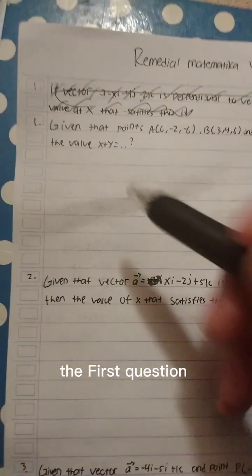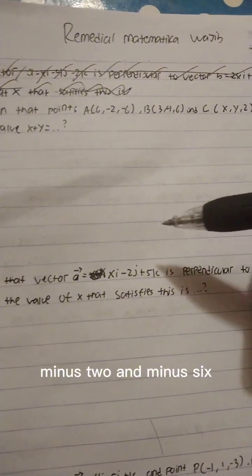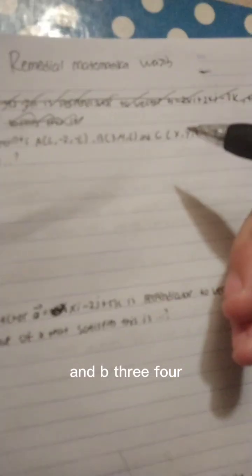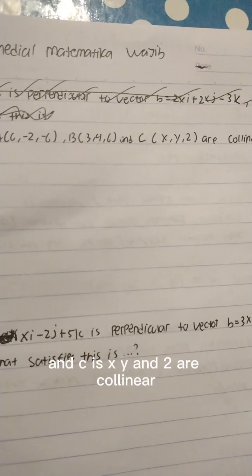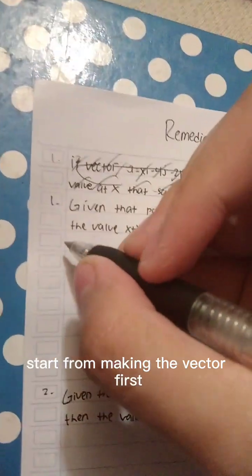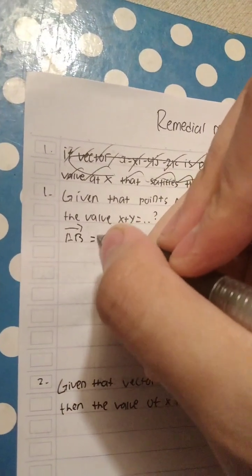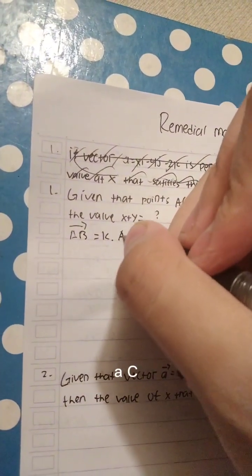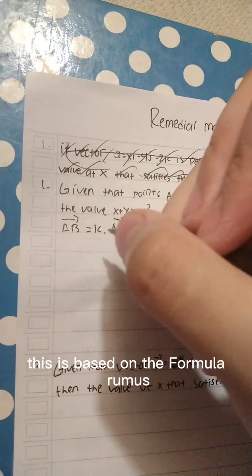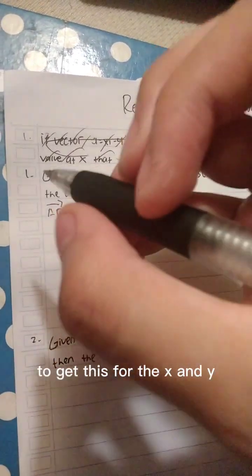The first question: given that point A is (6, -2, -6), B is (3, 4, 6), and C is (x, y, 2), and they are collinear, what is the value of x plus y? Start by making the vectors first. Vector AB, where there's k times AC. This is based on the formula, rumus, to get the x and y.